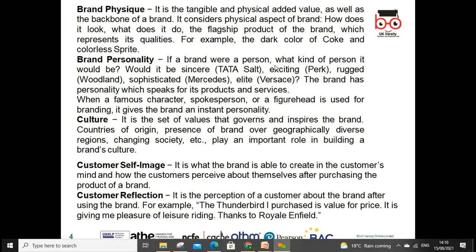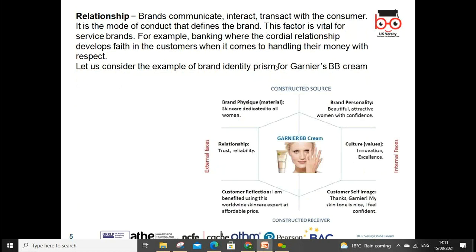Customer self-image is what the brand is able to create in the customer's mind, how the customer perceives themselves after purchasing the brand's product. That's what we need to make sure we develop. Customer reflection is the customer's perception about the brand after using it. For example, "I purchased this value for price and it has given me a good experience." So that's what we can look at.